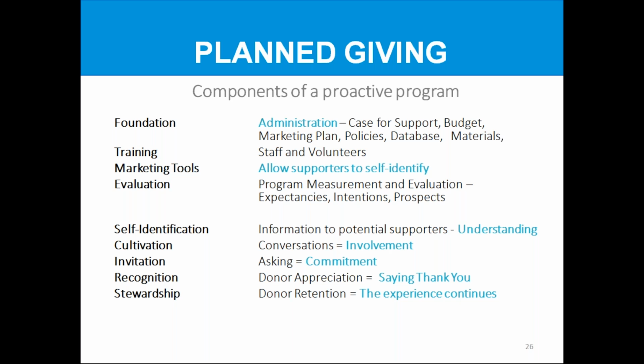And we want to train staff and volunteers, because our forward-facing people, our receptionists, our volunteers who are here every day stuffing our envelopes, we want them to know what planned giving is. We want to be able to train people, so when someone says, oh, Colleen, I wish I could do more, but I'm on a fixed income, what does that person say in response to that? We want to have tools that will allow our supporters to self-identify. We want to be able to measure and evaluate. We want to be able to say, did that work? No, that didn't work. Well, how can we tweak that?